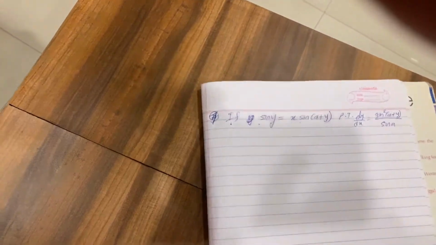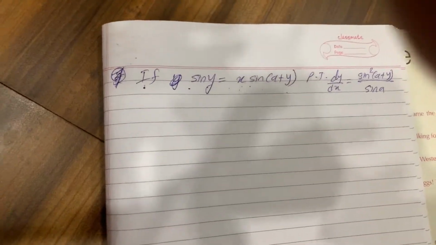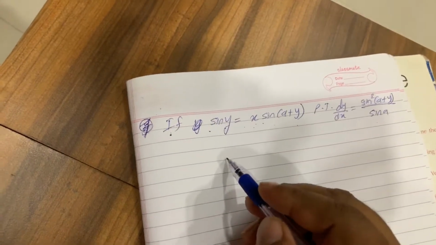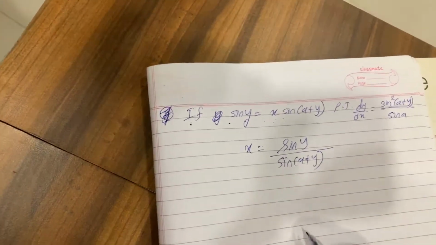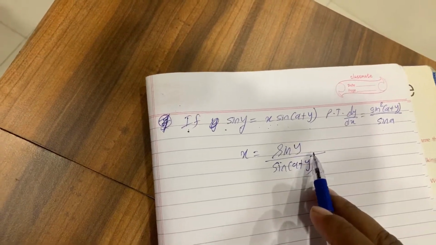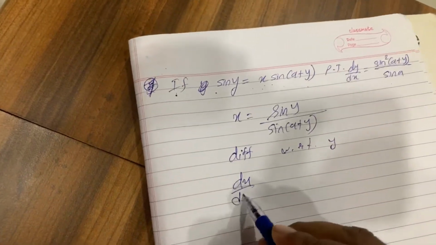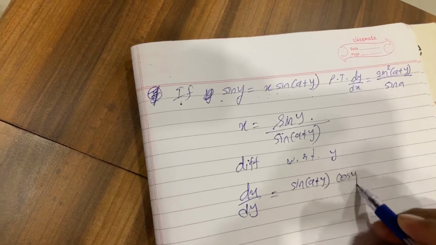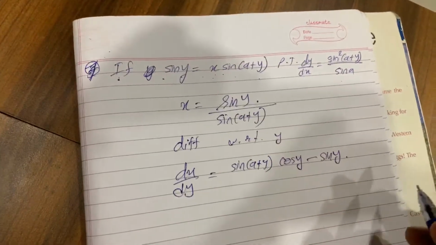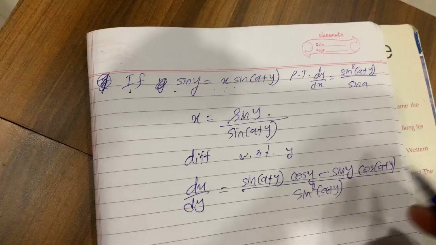In sum number 5, I showed you there are two ways to do this sum. Method 1 is simply to differentiate this directly by using the UV rule and then get the answer. Or method 2, which I showed you, is make x as a subject, which is simply sine y over sine of a plus y. Differentiate this with respect to y. I will get dx by dy is equal to v derivative of sine y with respect to y, which is simply cos y, minus sine y derivative of sine of a plus y, which is cos of a plus y, the whole upon sine square of a plus y.